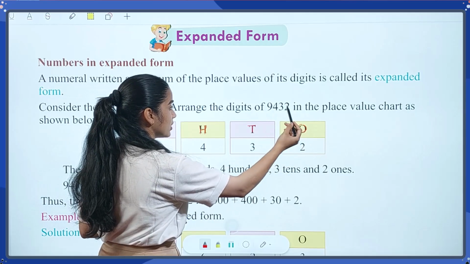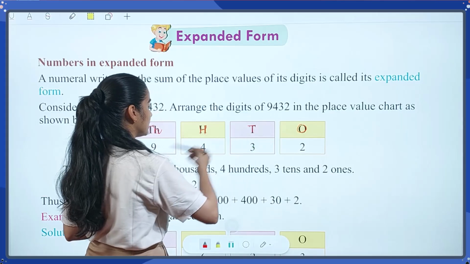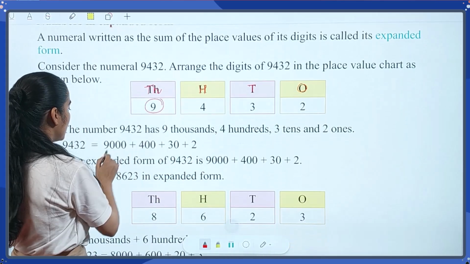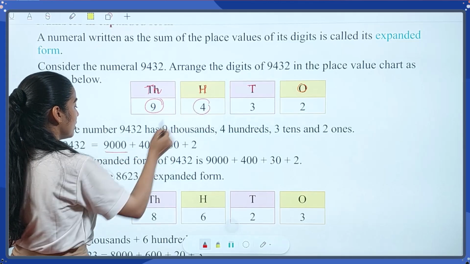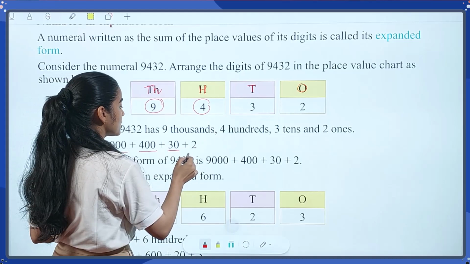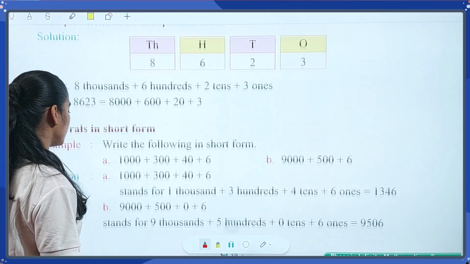Then you have to write ones, then 3 in tens, then hundreds and then thousands. This is very simple. After this, how many thousands? 9,000. How many hundreds? 400. How many tens? 3 tens. How many ones? 2 ones. So you can write in that way. This is your expanded form.